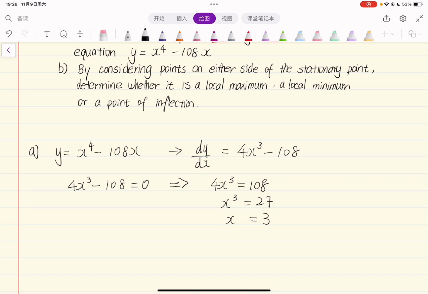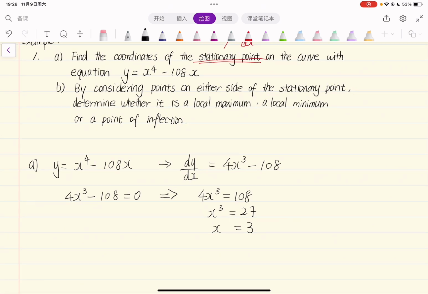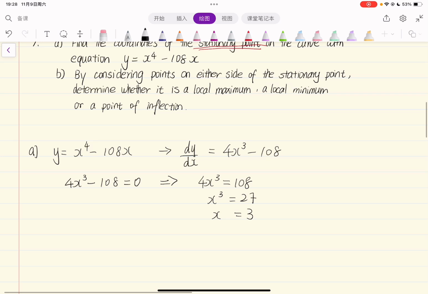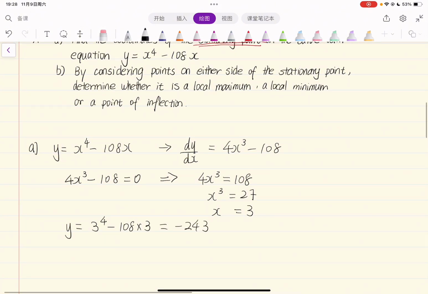Now we have found the x coordinate of this stationary point. Then we can substitute x equals 3 into the equation to get the y coordinate. y equals 3 to the power 4 minus 108 times 3, that equals negative 243. Thus, the stationary point is (3, -243). That is the stationary point.